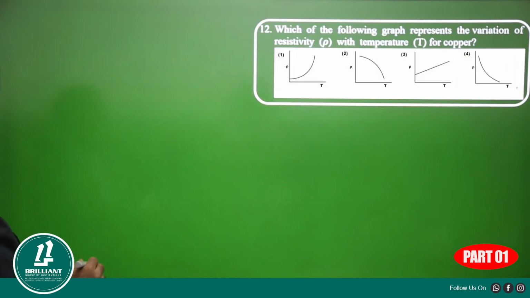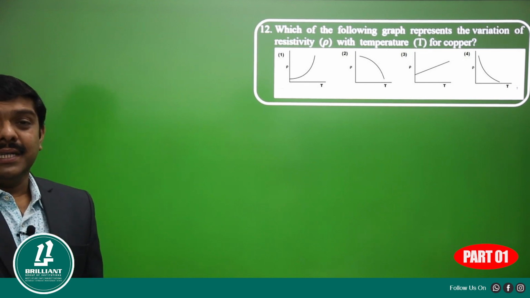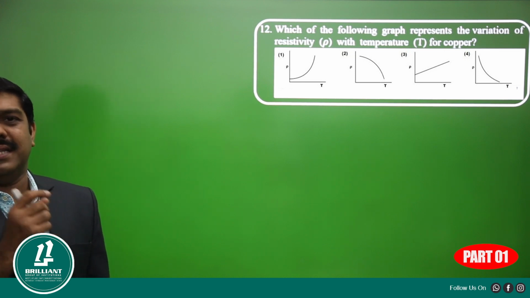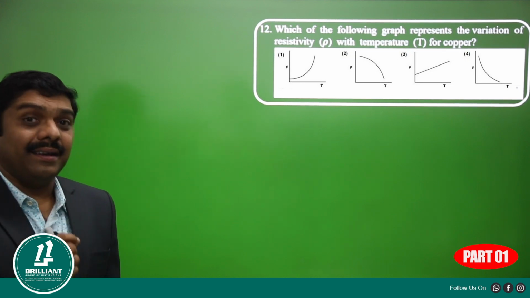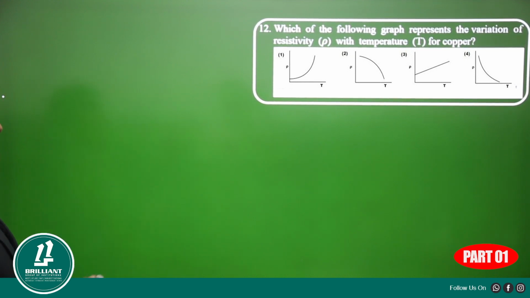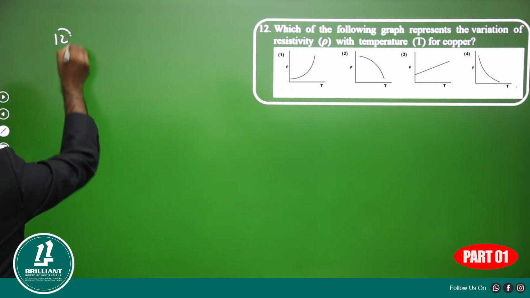Now see here, question 12. Which of the following graphs represents the variation of resistivity with temperature for copper? Variation of resistivity with temperature is an important topic in the NCERT textbook. In the chapter Class 12 current electricity, we have three graphs related to this. And see, this is copper.